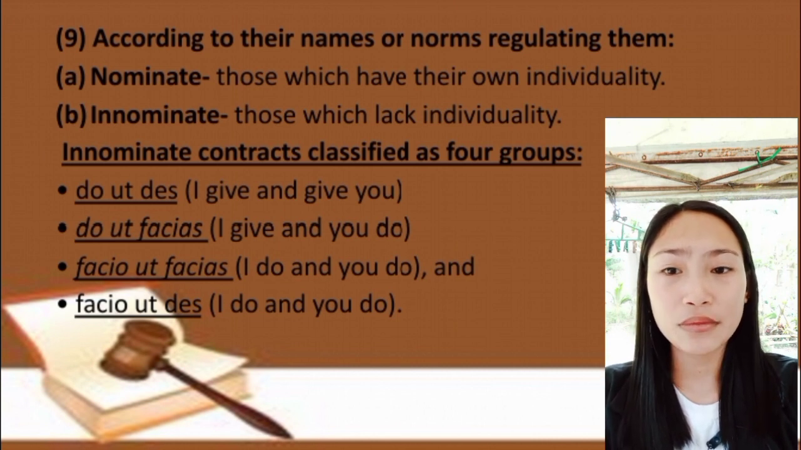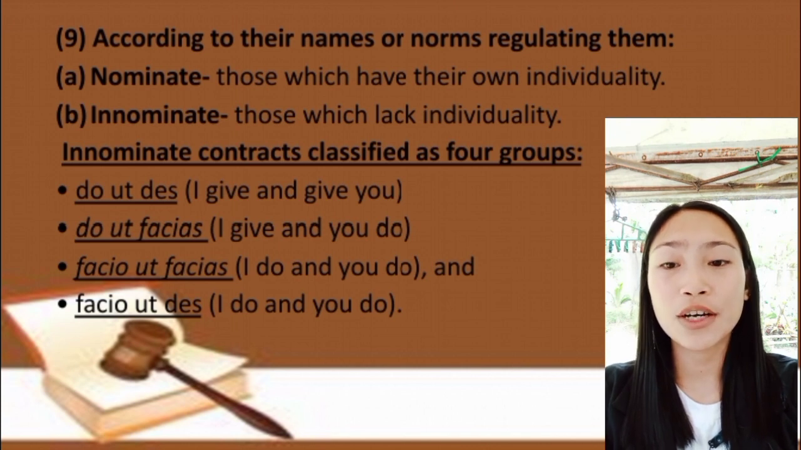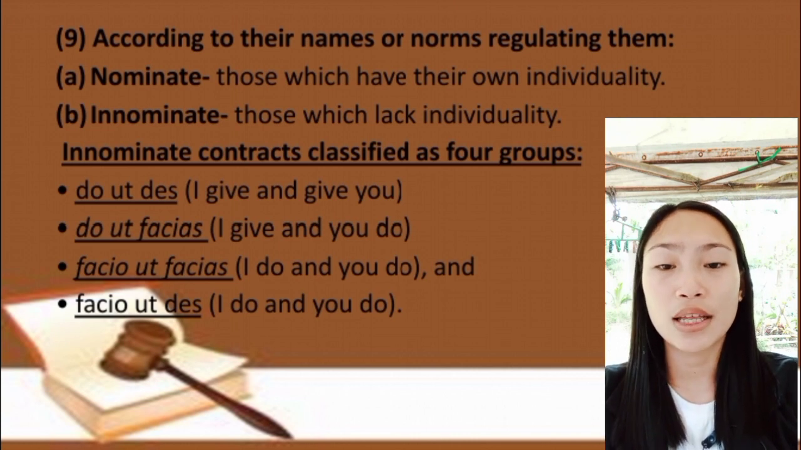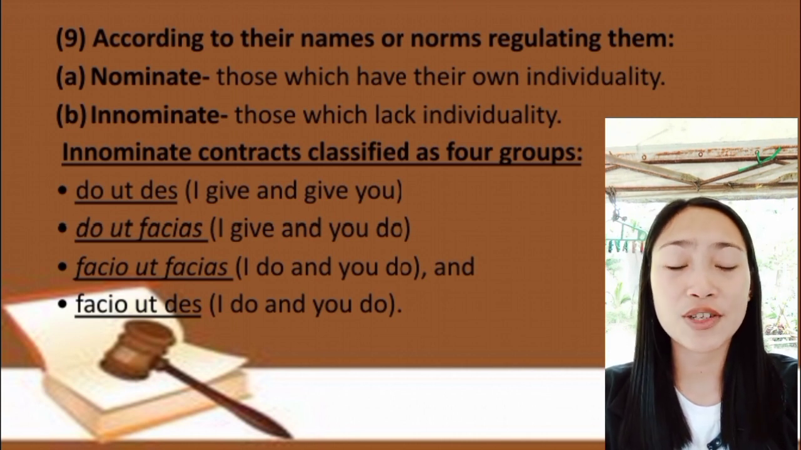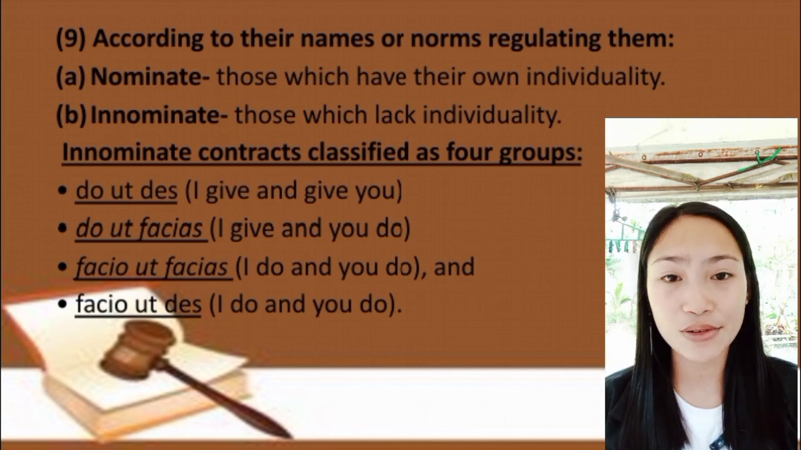So innominate contracts are classified into four groups. We have do ut des, which means I give so that you give. Then second is do ut facias, which means I give so that you do. Then third is facio ut facias, which means I do so that you do. And last is facio ut des, which means I do so that you give. So that's all on my report on chapter 3, Law on Obligations and Contracts. I hope that you've learned something and thank you for listening.